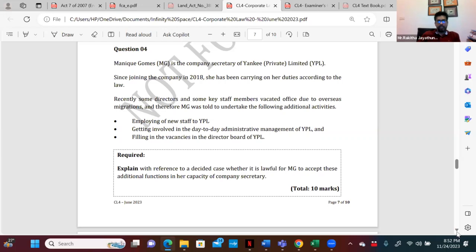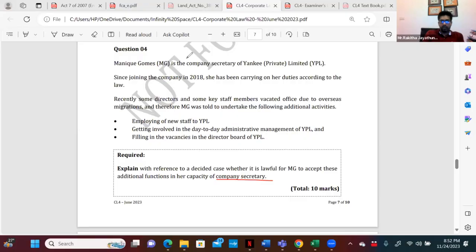Yeah, just one question here, no sub-questions. With reference to a decided case, whether it is lawful for MG to accept these additional functions in her capacity of a company secretary. So this question is about company secretary. Again, the examiner says that the students have not answered in a satisfactory manner. Most of the students have made a lot of mistakes when answering this question.